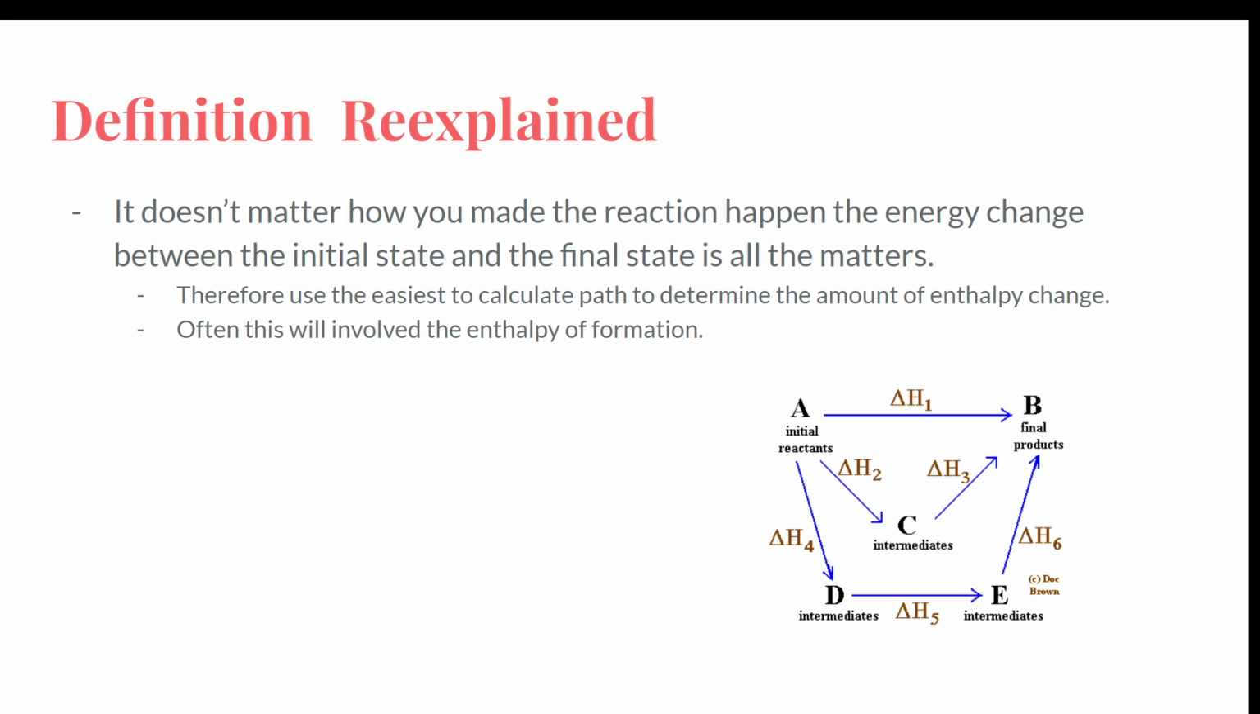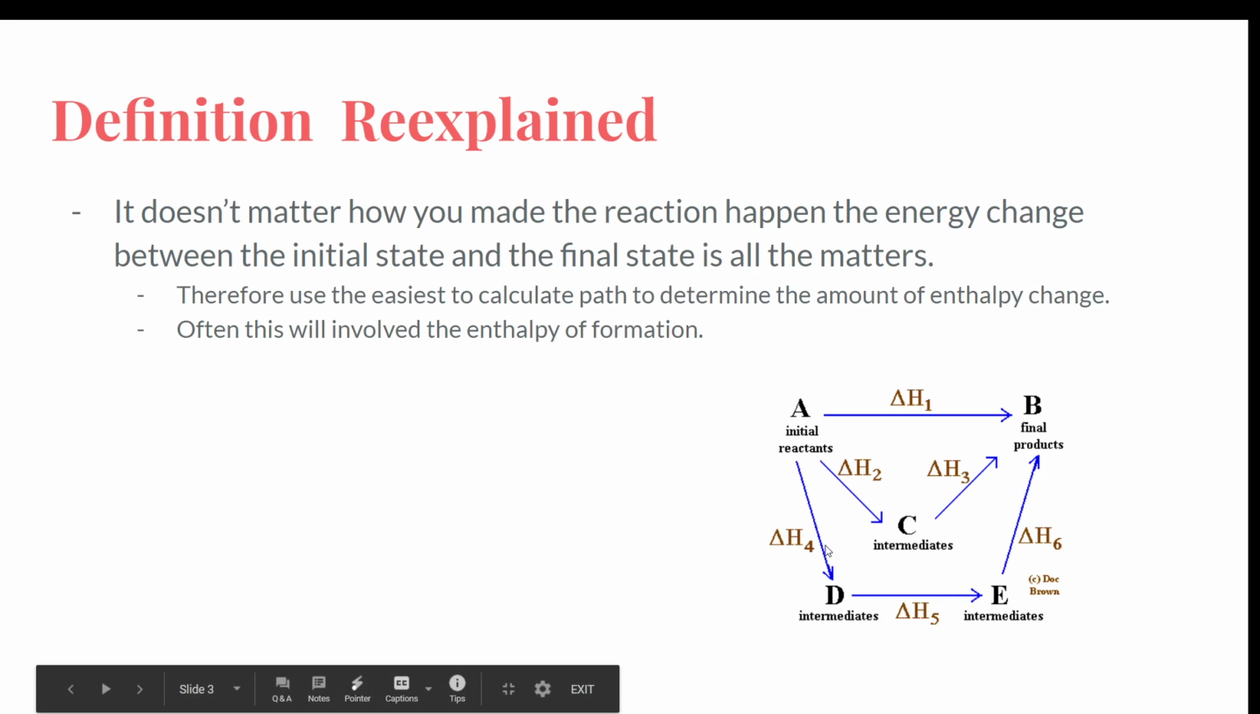All right. Now, there are going to be some times where you are given a reaction pathway, okay? And what that means is that you'll be told that from A to D is this much, and from D to E is this much, and from E to B is this much. And that's great. That's one method.